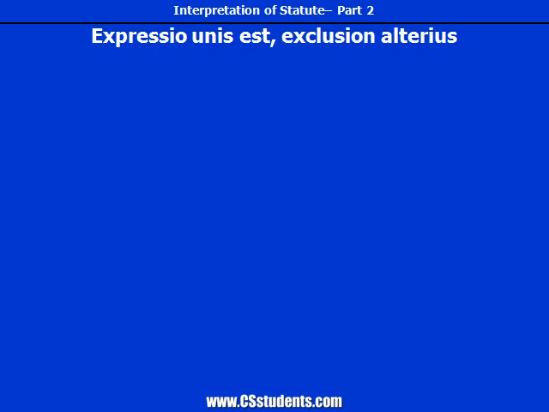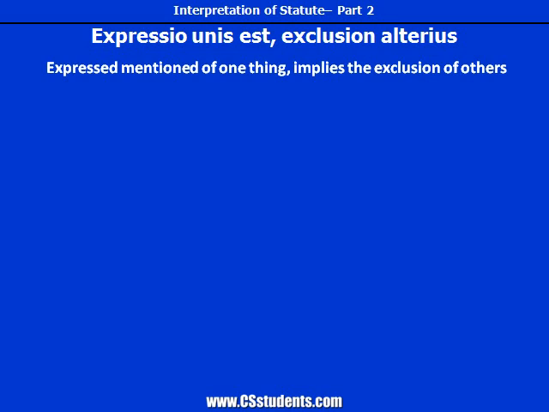The first one is expressio unius est exclusio alterius. This rule means that the expressed mention of one thing implies the exclusion of others. This rule is not such an important rule for the purpose of interpretation. This rule is merely an aid to interpret the law, therefore should be used with caution.